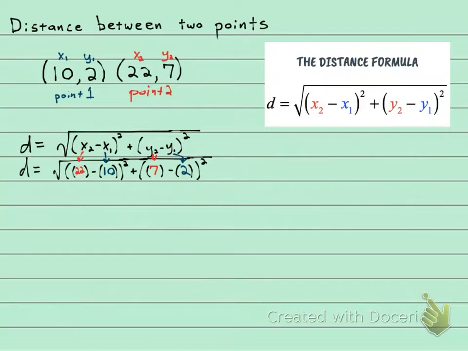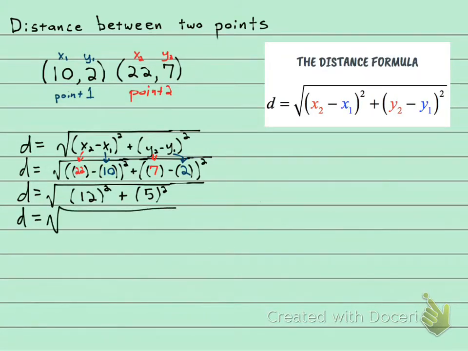Alright, and now we just do some calculations. D equals the square root, big old square root, 22 minus 10, that's 12 squared, plus 7 minus 2 is 5 squared. Okay, I don't even need a calculator for this. I know this. 12 squared is 144, plus 5 squared is 25. So the distance equals the square root of 144 plus 25 is 169.